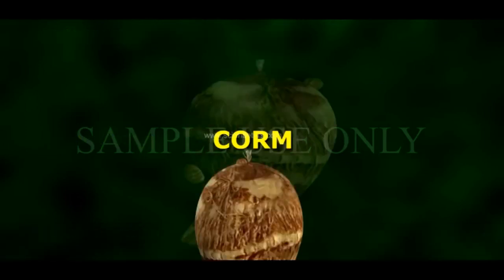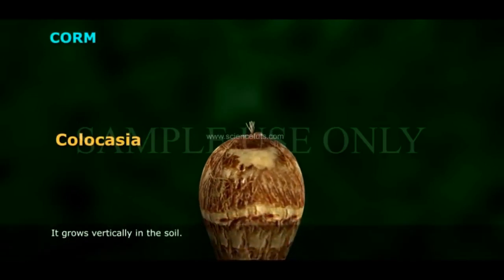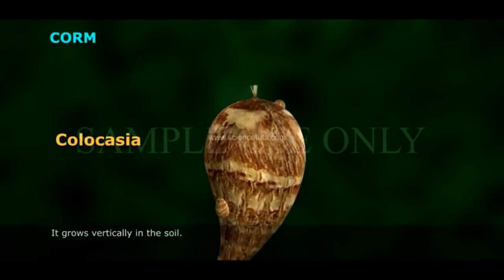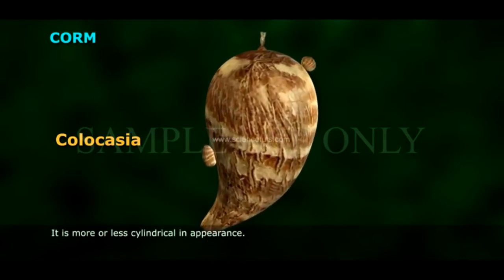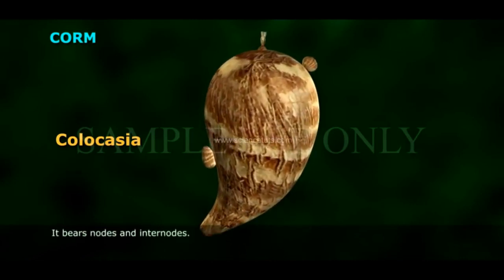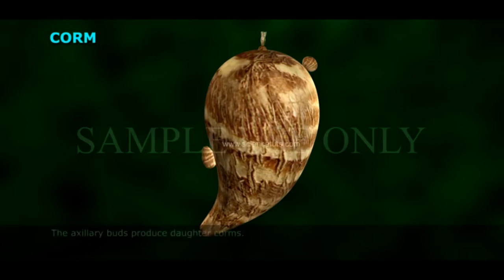Corm. It grows vertically in the soil. It is more or less cylindrical in appearance. It bears nodes and internodes. At the nodes, scale leaves are present. The axillary buds produce daughter corms.